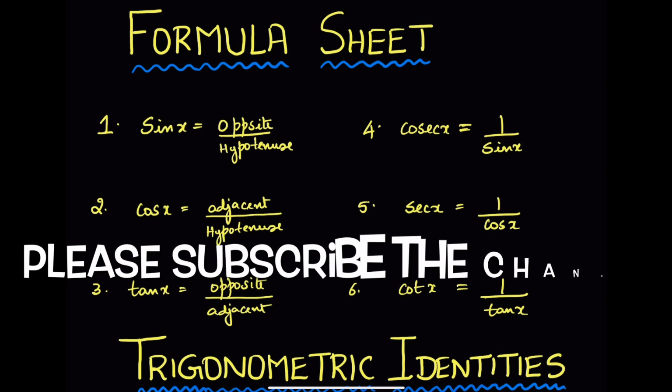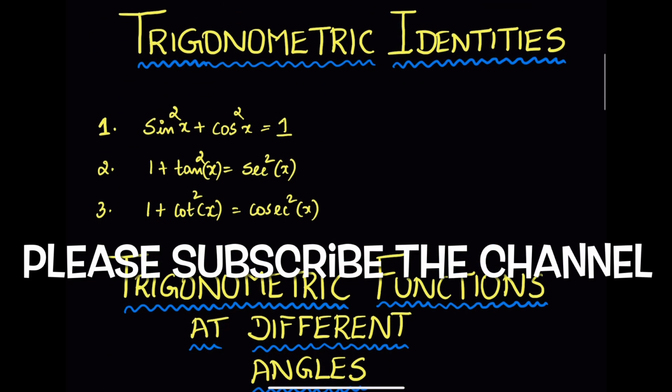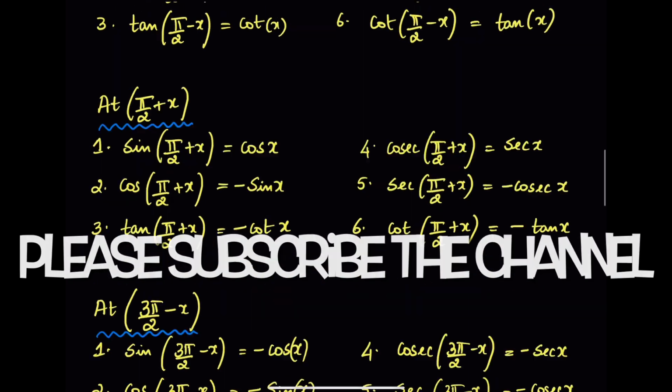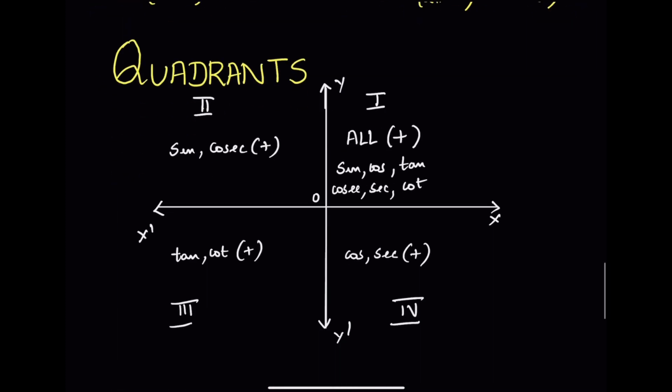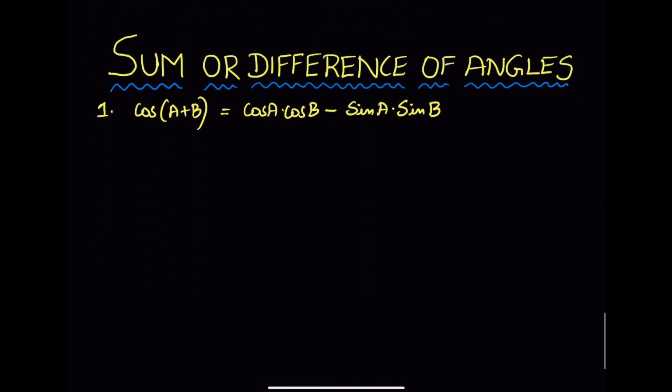So now we are going to add the three formulas we learned to the sheet so that it is easier for you to work on it later. So the second one is cos of A minus B, which is cos A cos B plus sin A sin B.